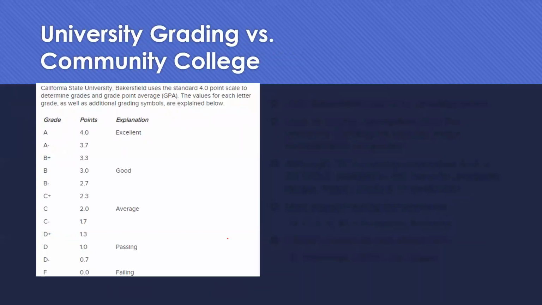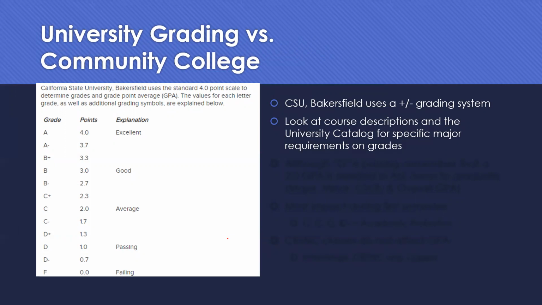Keeping in mind GPAs, we moved on to the grading differences between the community college and the CSU system. The CSU system uses a plus and minus grading system. What that means is that you don't just get, as in a lot of community colleges, either an A, B, C, or D. Here, you can have a C plus or a C minus, a B plus or a B minus, a D plus or a D minus. And that does affect your overall GPA.